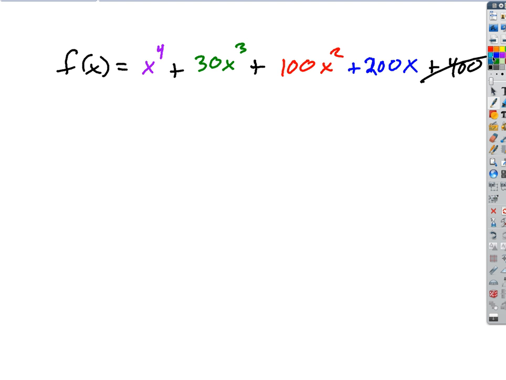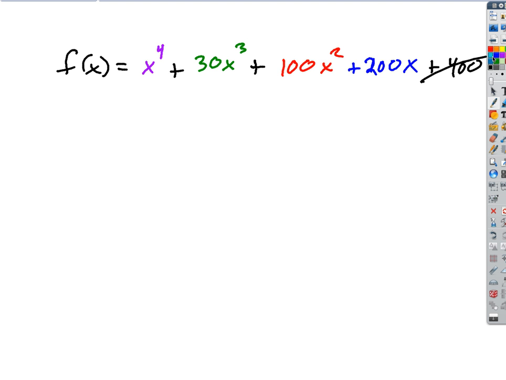Hunter, what do you think? Even though it's only got a coefficient of 1? It's got the biggest power though, right? Think how much bigger x to the fourth is than x cubed. X to the fourth is x times bigger than x cubed.